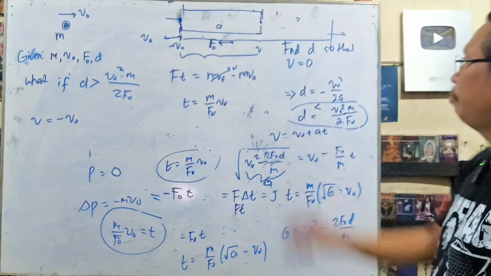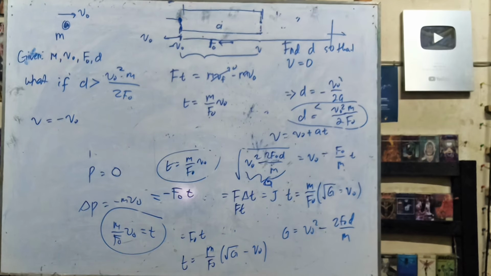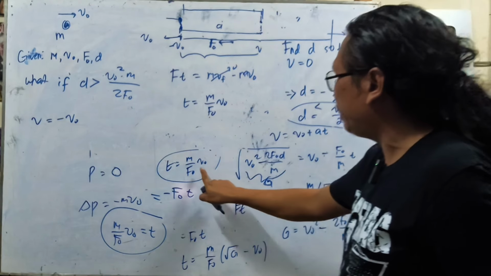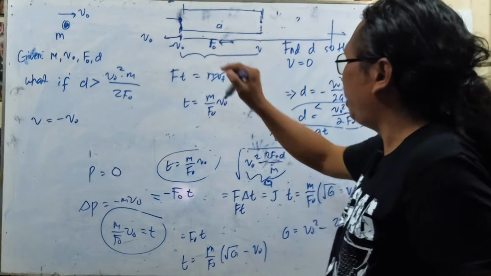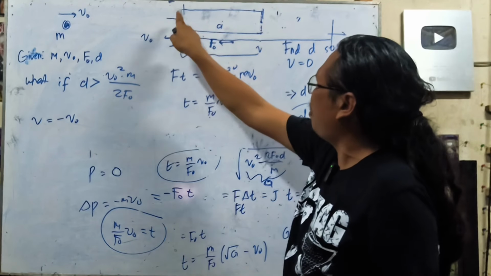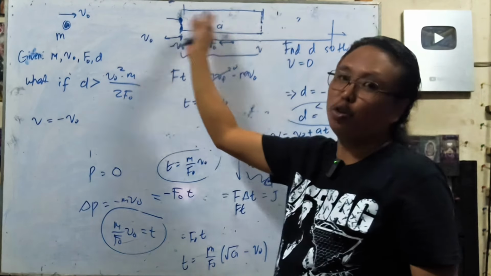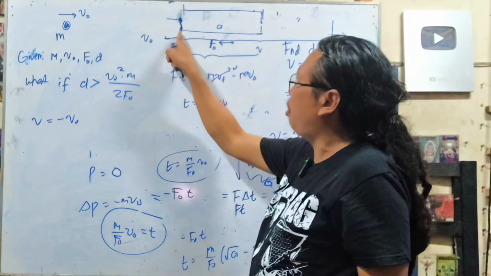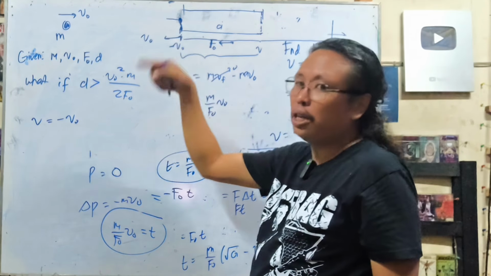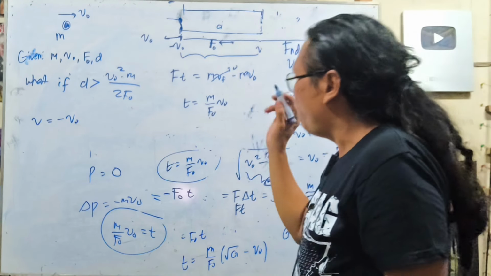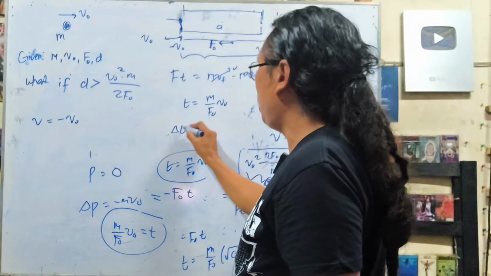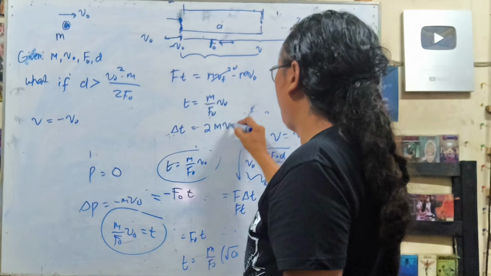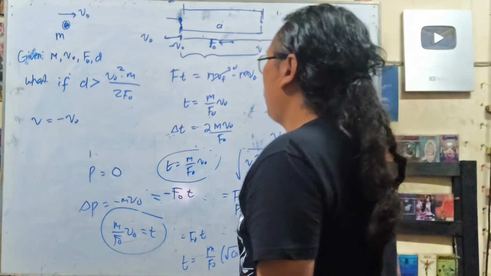That's the time. Okay, but then if we double the time, because we claim that this is symmetric, so the time it takes from here to that point will be the time going back. Okay, I want to prove to you that the velocity as it comes out of this one is just negative v naught. So meaning, we set our time, our delta t or our t, to be 2m v naught over f naught.